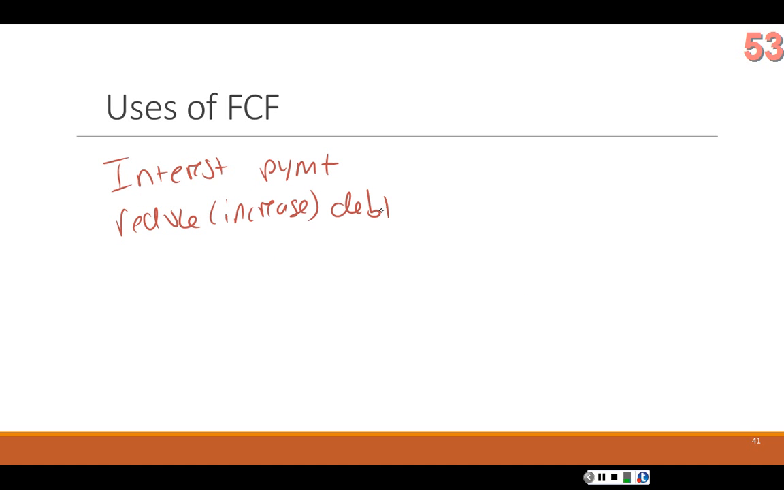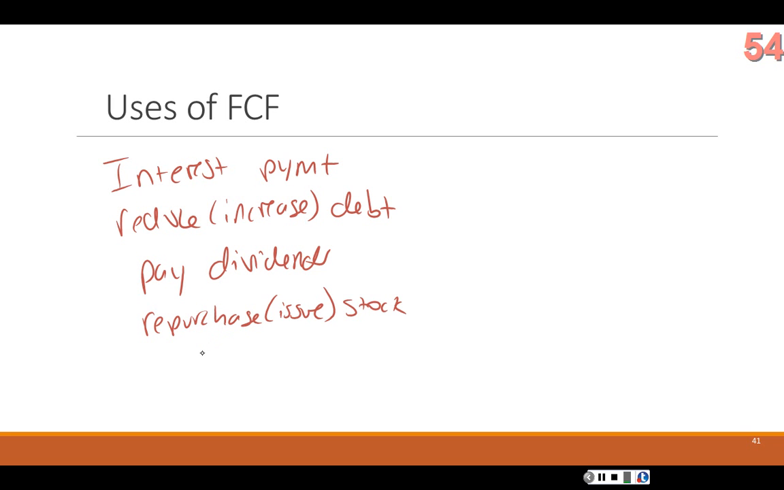So the uses of free cash flow, we can make interest payments, we can reduce or increase our debt, we can pay dividends, repurchase or issue stock, and we can purchase or sell short-term investments. And this gives our uses of free cash flow.